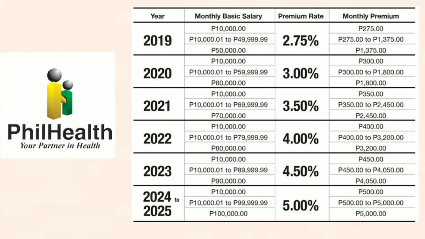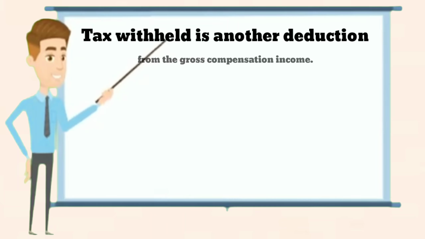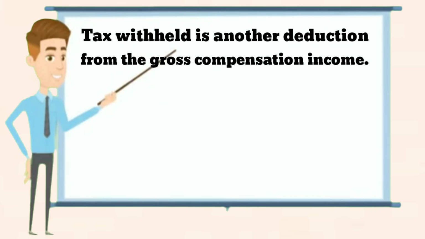For PhilHealth, just like SSS, the contribution depends on how much the monthly salary of an employee is. The only difference is that PhilHealth contributions are based on the monthly basic salary. A monthly basic salary of 10,000 will have a PhilHealth contribution of 300 pesos and is shared equally by the employee and employer. Tax withheld is another deduction from the gross compensation income.